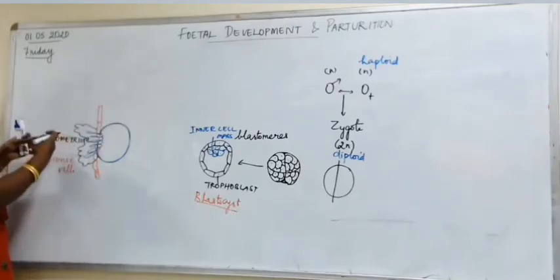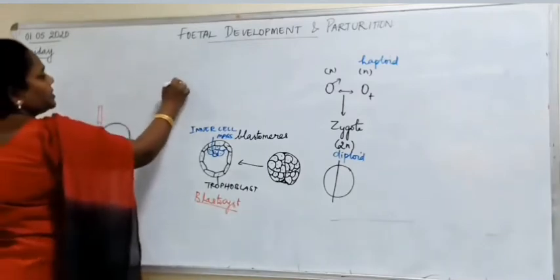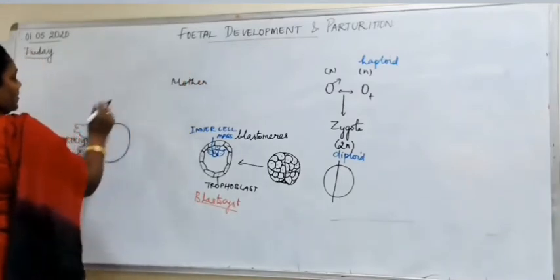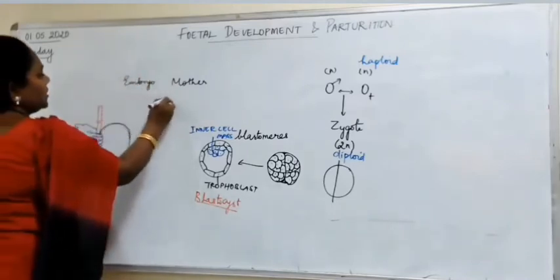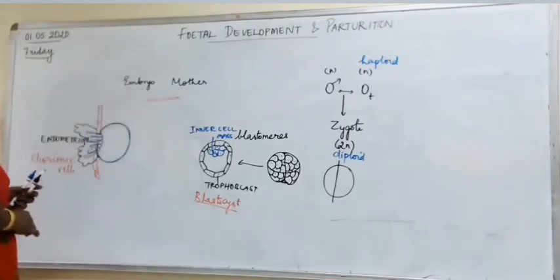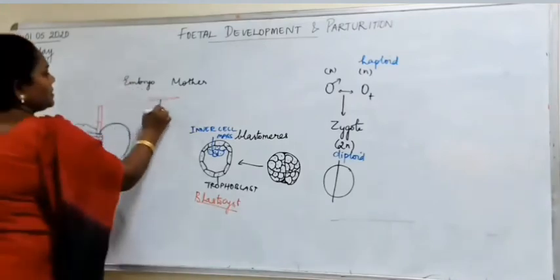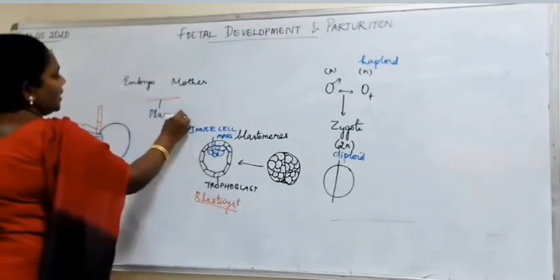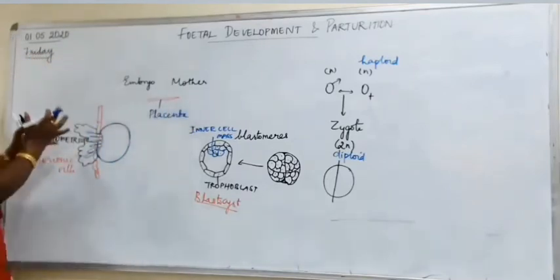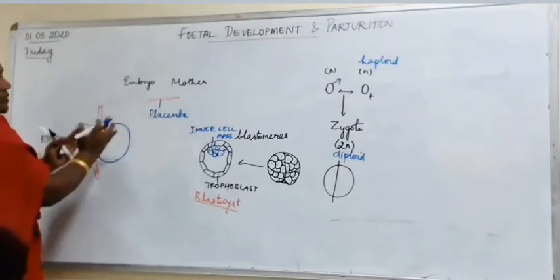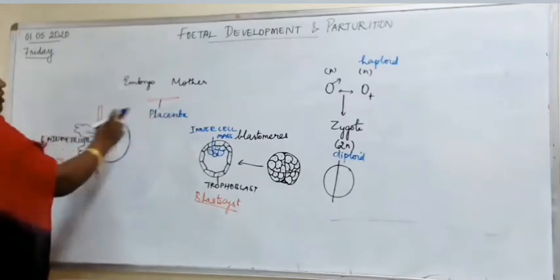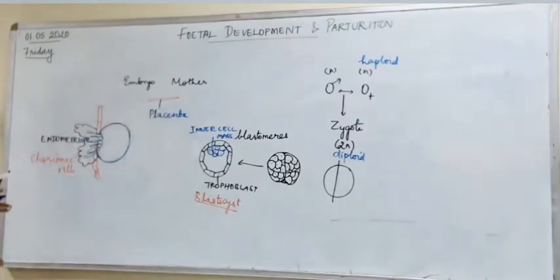And now there will be a connection formed. If this is the maternal side, and this is the embryo, there will be a link between the mother and the embryo. Can you understand? That link you call it as what? Placenta. So what is formed here? A placenta, which is formed between the embryo and the mother. The connection between the mother and the fetus, you would have studied. Even that is also correct.